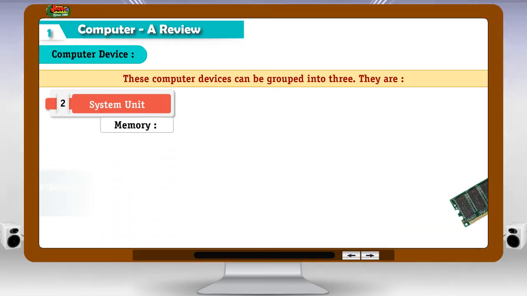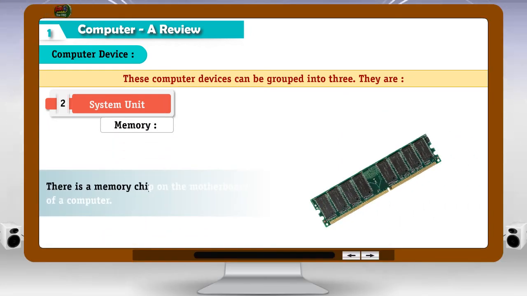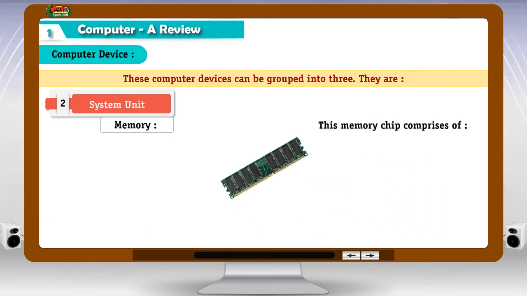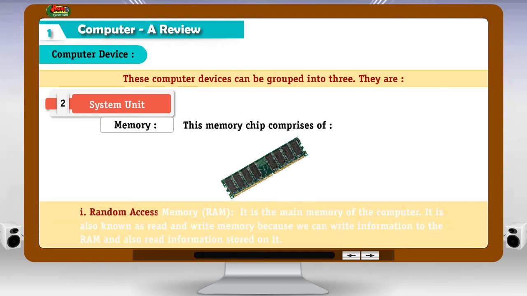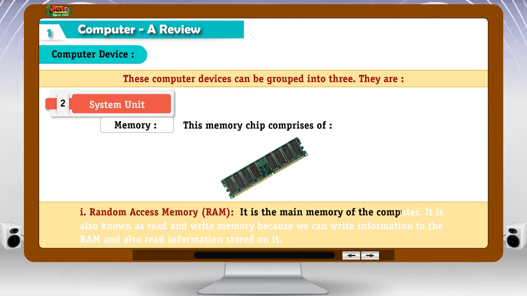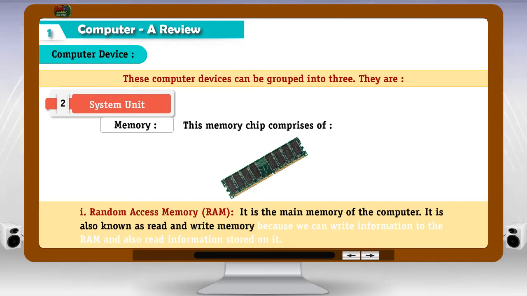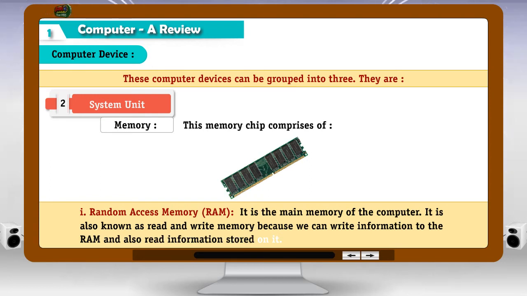Memory. There is a memory chip on the motherboard of a computer. This memory chip comprises of 1. Random access memory, RAM. It is the main memory of the computer. It is also known as read and write memory because we can write information to the RAM and also read information stored on it.